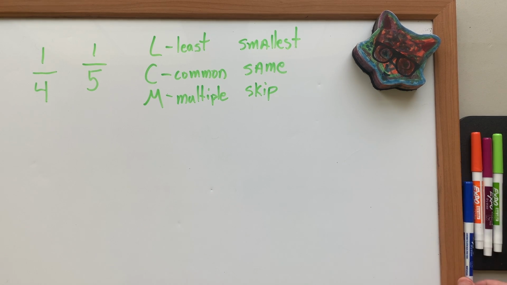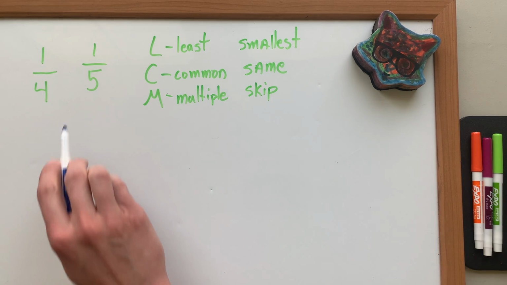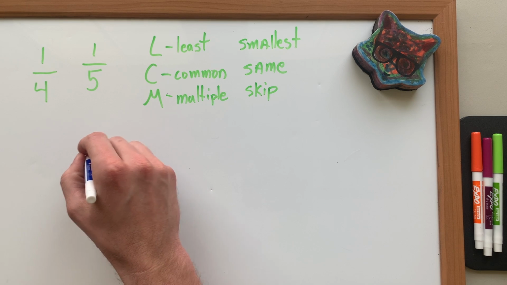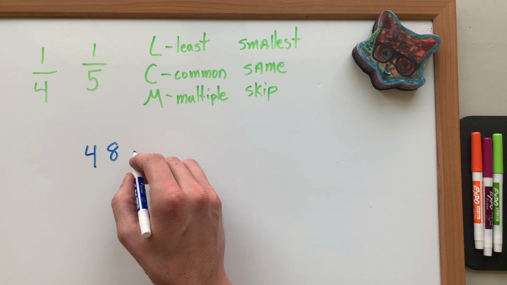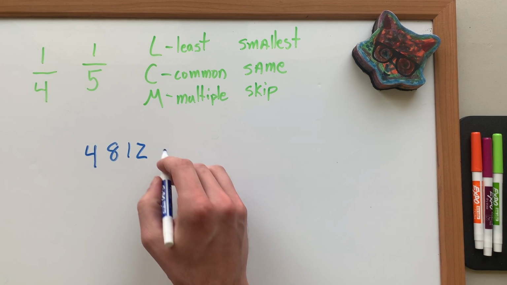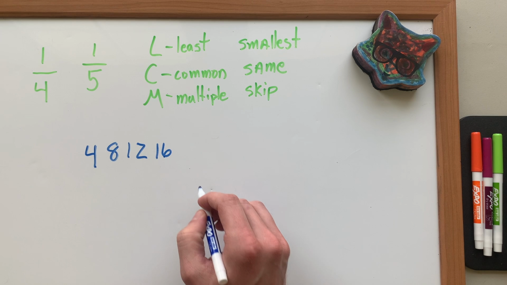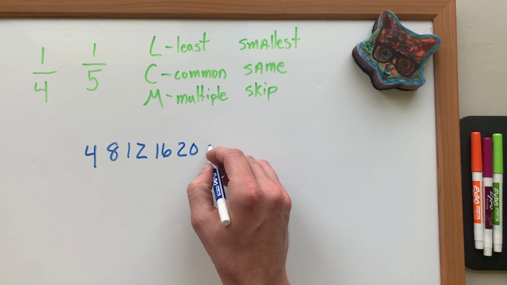So for this example, we have a denominator of 4 and a denominator of 5. So what I'm going to do is I'm going to write out the first half a dozen or so of my skip counting multiplication facts for 4 and for 5.